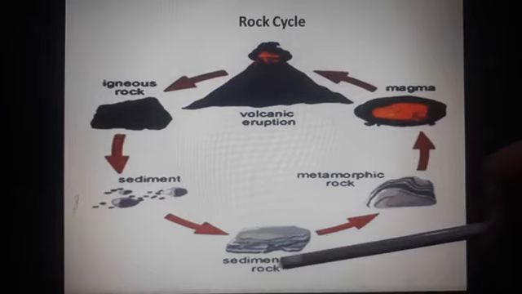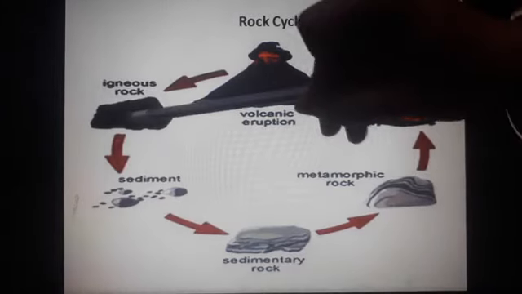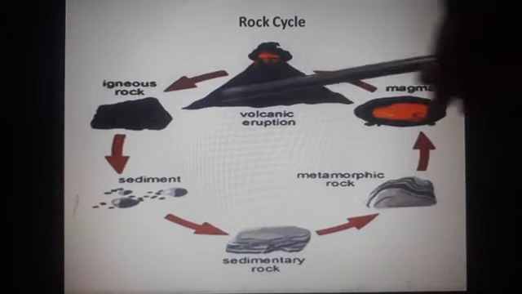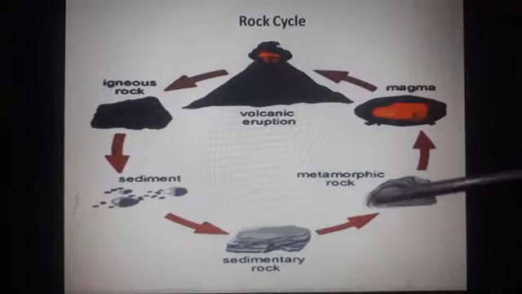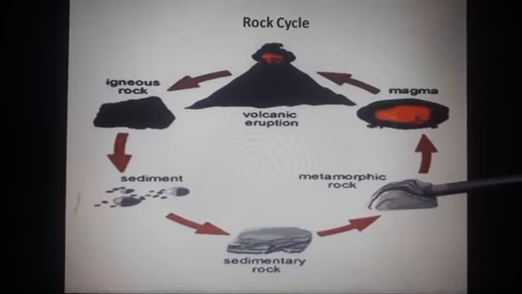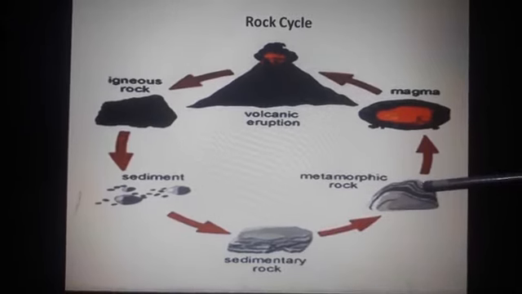The sedimentary rock can be changed to metamorphic rock. The igneous rock can be changed to metamorphic rock. And I told you that granite can be changed to gneiss. The limestone can be changed to marble, right? So this is the metamorphic rock.